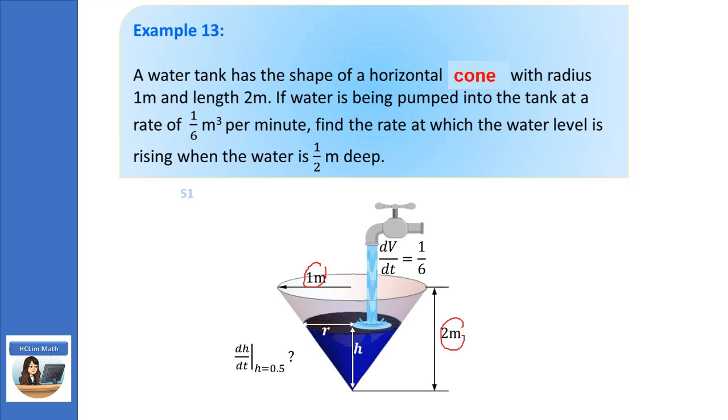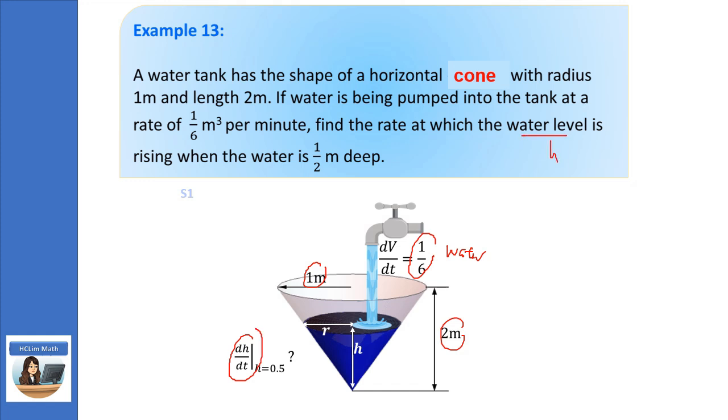Okay, if the water is being pumped into the tank at the rate of 1/6 meter cube per second, this means that this is the water volume, 1/6, the water volume pumped in. Find the rate at which the water level is rising when the water is 1/2 meter deep. I'm interested in finding dH/dt. So the water level here is the H.